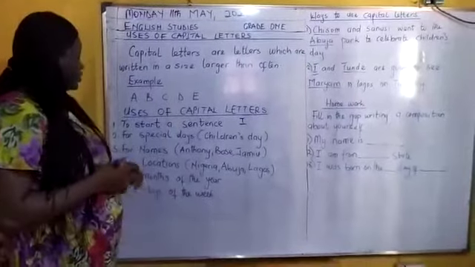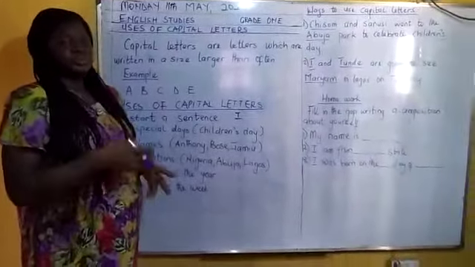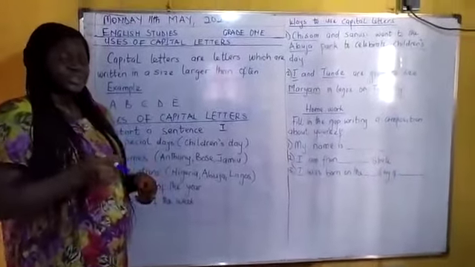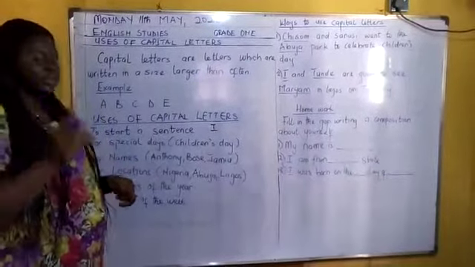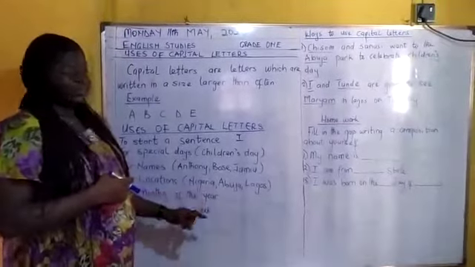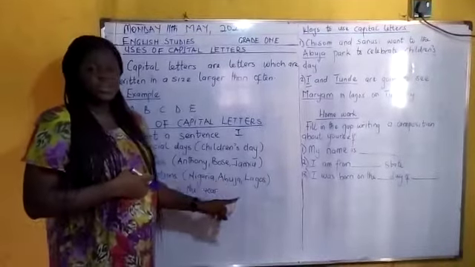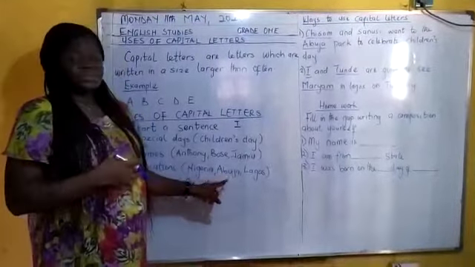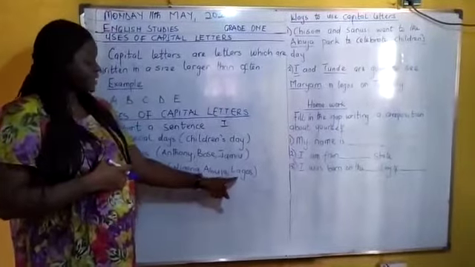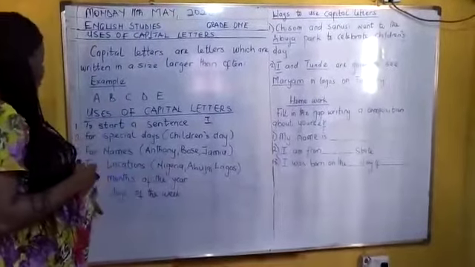Another one is for locations. We have different locations. Which state are you from? Good. If you want to write your state, make sure you start it with a capital letter. Nigeria is a country. We are from Nigeria, West Africa, right? Nigeria is written with a capital letter. Abuja, FCT Abuja, look at it here. It's written with a capital letter. Lagos is written with a capital letter.